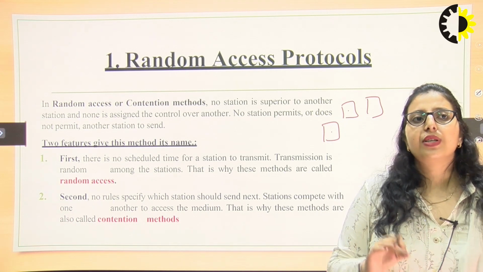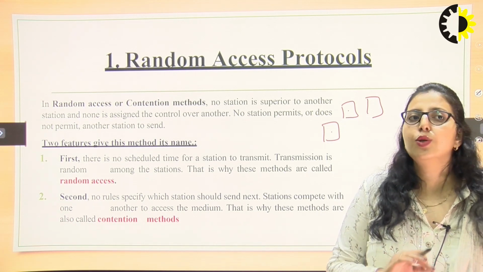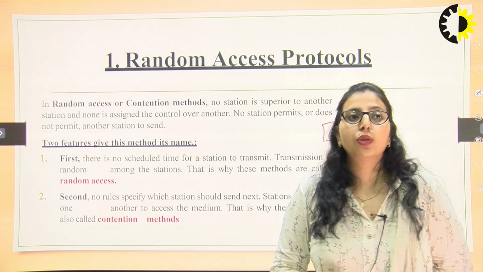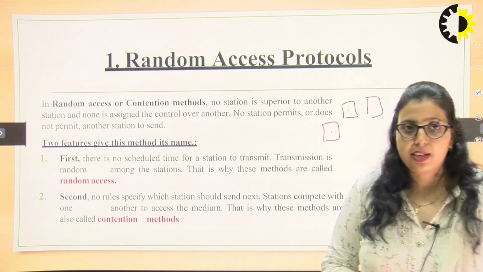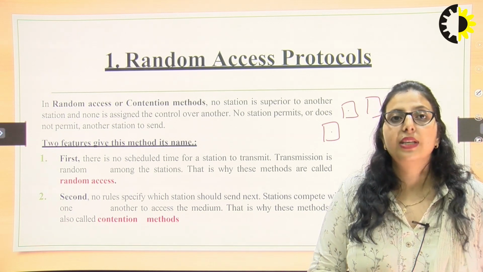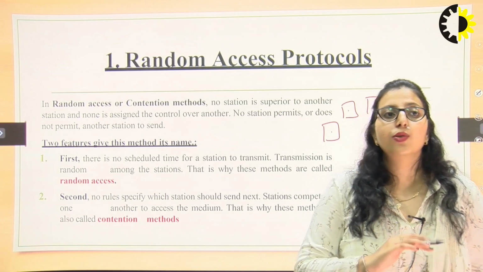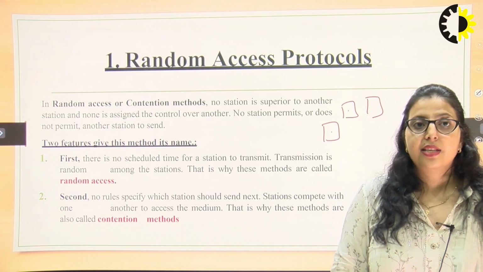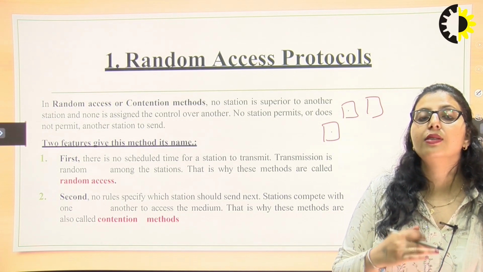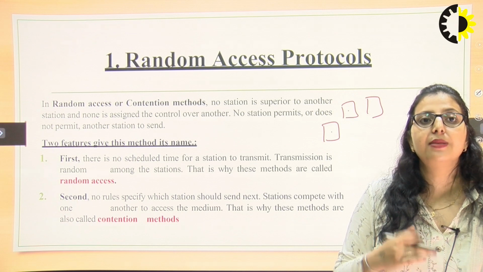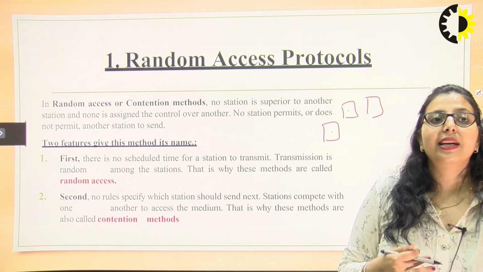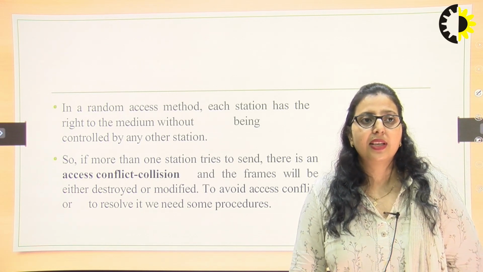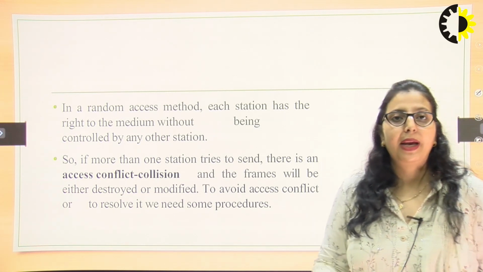So there are two features given in this method. First, there should be no scheduled time for any station to transmit the data. So the transmission is random among these stations. That's why this method is known as random access. Second, there is no rule that specifies which station should send the data next. Stations compete with one another to access the medium. That is why these methods are also called contention methods. So in the random access method, each station has a right to the medium without being controlled by any other station.